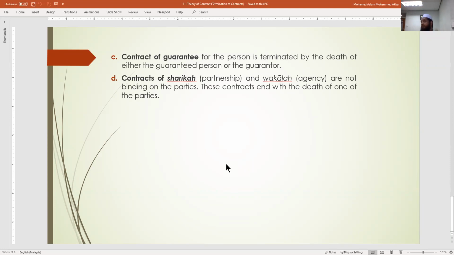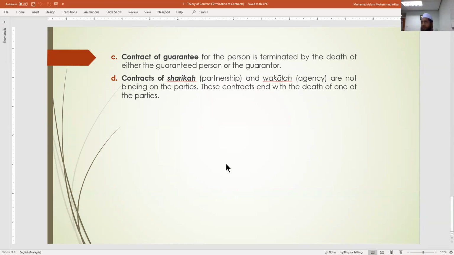Also, partnership and wakala, agency, whatever we assign someone to do work for us, an agent, are not binding on the parties. These contracts end with the death of one of the parties. Let's say I have an assistant and I ask him to do something for me, but if I die, then there is no continuity in the contract because it will be terminated.